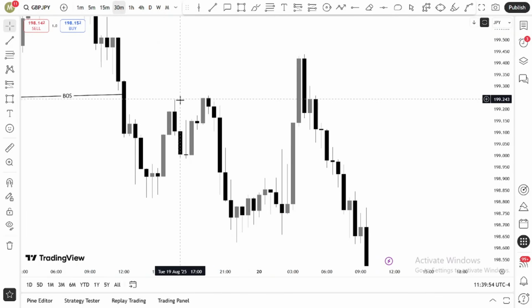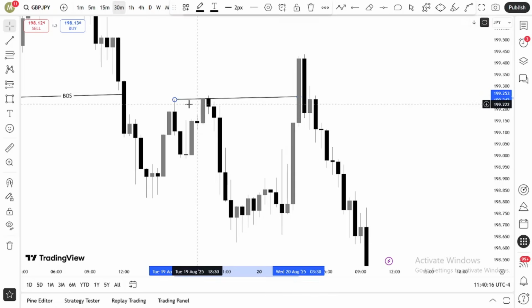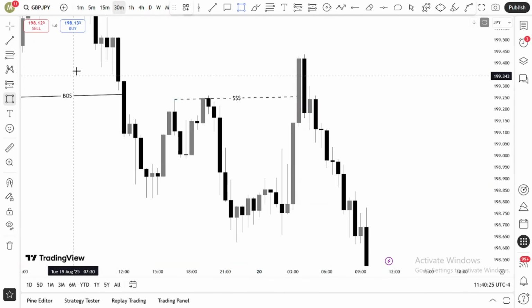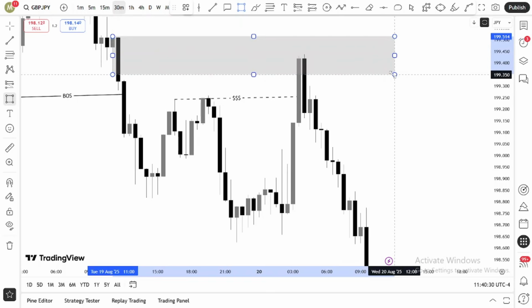Now look at here, price engineered liquidity here in form of equal high. Have you seen? Price engineered liquidity here in form of equal high, took out this liquidity. Let me extend it out like so. Have you seen? So price engineered liquidity here in form of equal high, came back up, swept the liquidity, and where did price respect? Price respected this zone here. Price respected this zone. This one here.